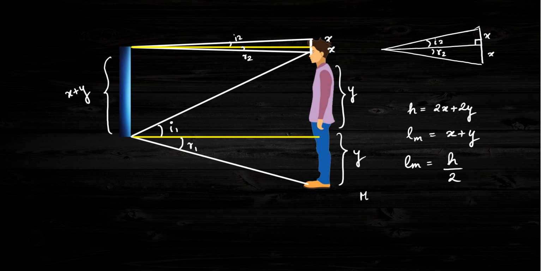So the minimum length of the mirror required is h by 2.